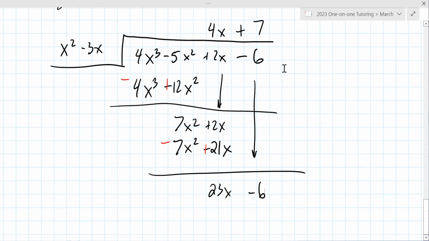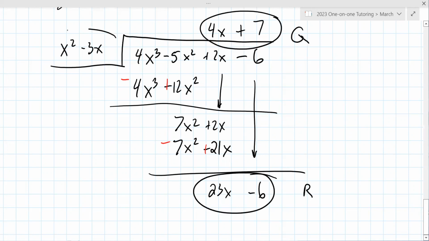So you're done when you get a number in the ones position. That's for sure. You're done there. This is the remainder. Now maybe you're used to the remainder always being a number. The remainder here is an expression. We can do that. All of this is your remainder. This is your quotient. This is your divisor.